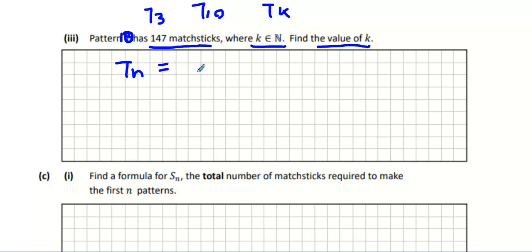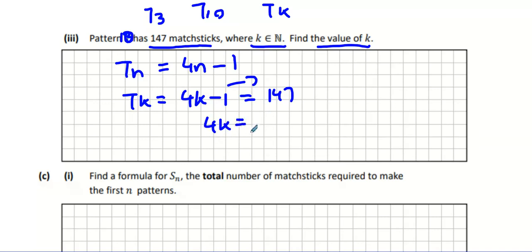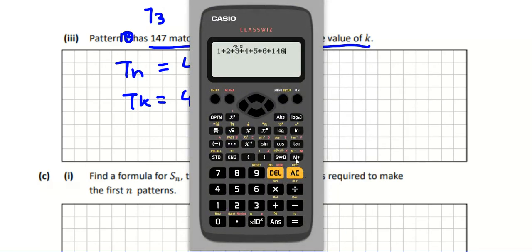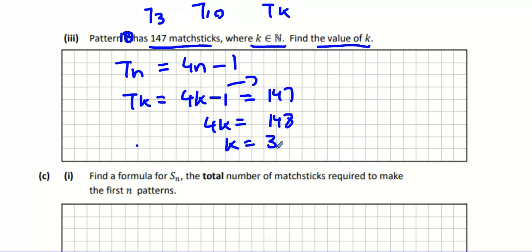Now we have the Tn formula as 4n minus 1. But instead we're going to use TK, which means replace n with K. And we know that the answer has to be 147. So we bring 1 over the other side and we get 4k equals 148. We divide it by 4. 148 divided by 4 is 37, so k equals 37. K is a natural number, that's what we're looking for, a positive whole number.